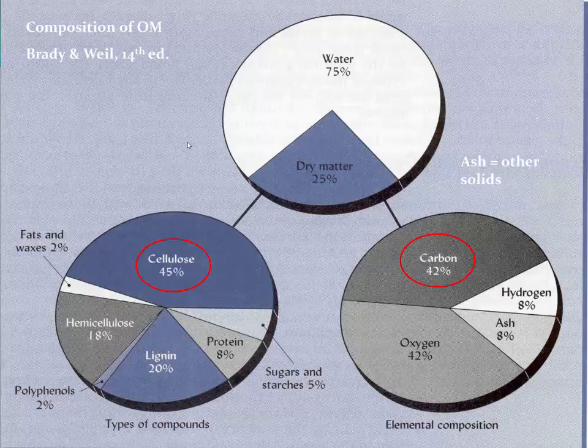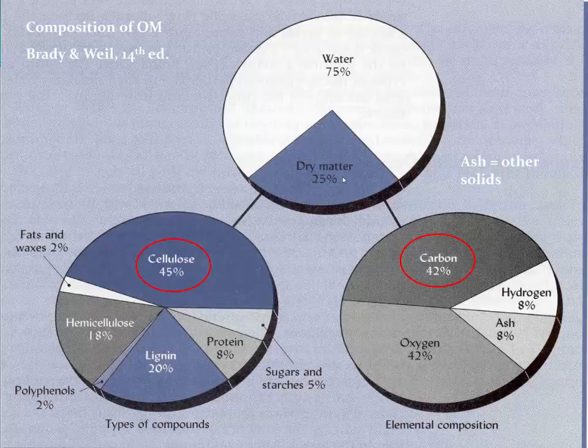In this chart, we learn that organic matter is really about 75% water and 25% dry matter. That's actually a little bit less water than we have in our own bodies. And if we break down that dry matter and look in the lower left pie chart, we can see that cellulose makes up almost half of the compounds in the dry matter. Almost half of the mass in the dry matter is cellulose, so it's by far the most common.